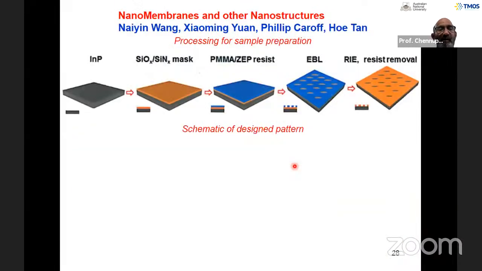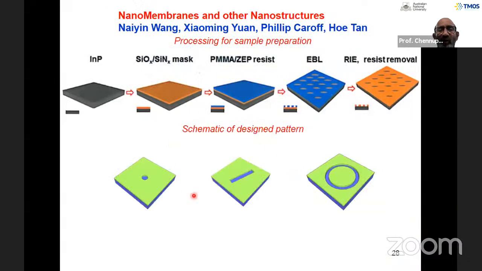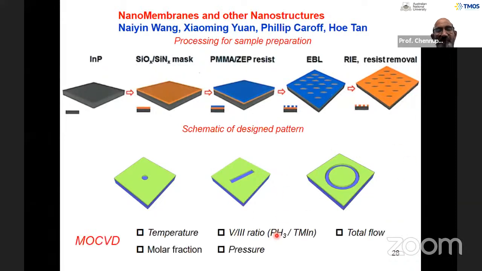So we asked ourselves, instead of opening a hole in this mask, what will happen if you open a slot or open a ring? This is the work of my student who just finished his PhD, Dr. Nain Wong. And he spent about 3+4 years exploring these things and seeing what types of structures he can grow. Again, the same process of depositing silicon dioxide, putting on some resist and doing electron lithography patterning, creating different shapes here.